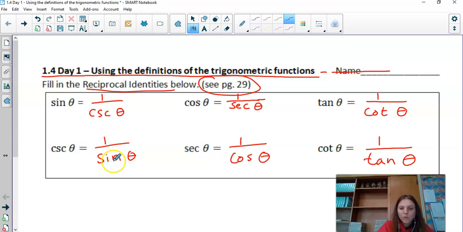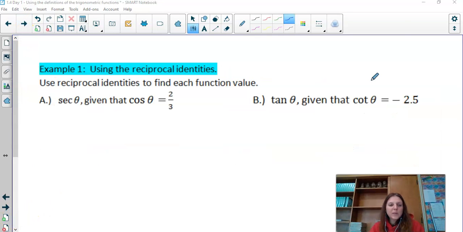So see how it's 1 over sine, 1 over cosine, and 1 over tangent. So these two trig functions are grouped together, tangent and cotangent. Cosine and secant are grouped together, and sine and cosecant are grouped together. And these are called the reciprocal identities, think of flipping. So in this section, we're going to use the reciprocal identities to find information.